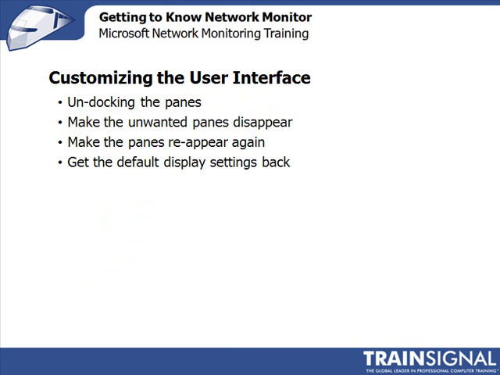Once you have data, you can customize the user interface. You can undock and dock the panes. Remember the panes we looked at? There was the network configuration pane, the frame details, the frame summary, and the hex details by default. There are other panes that we can open up if we choose, or move them around. So we can make some panes disappear, make them reappear again, and if you've mucked around with it so much that you don't know how to get back the original and all you want to do is start from scratch again, you can always get the default display settings back with just a couple clicks of the mouse.